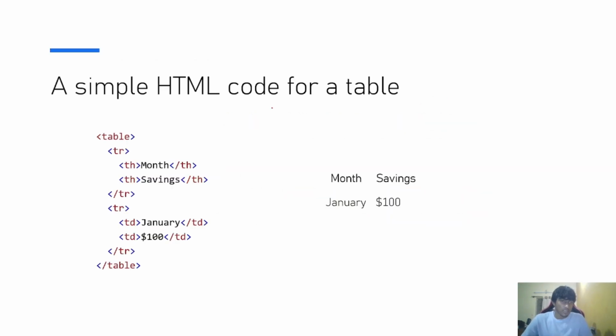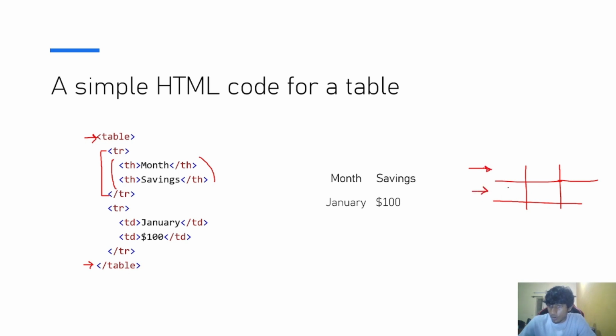Now we'll look at a simple HTML code for a table. We have our table tag that's opening, and this is closing. Inside, you can see we use the tr. This is table row, with an opening and closing tag. So whatever goes into this is your row. Imagine this is your table, and these are your rows.